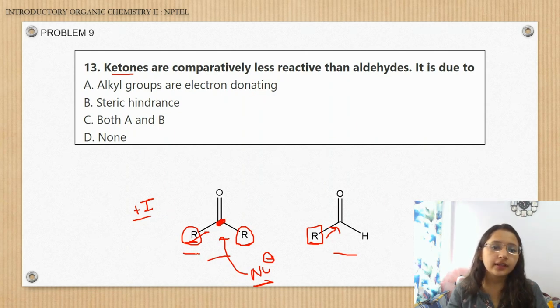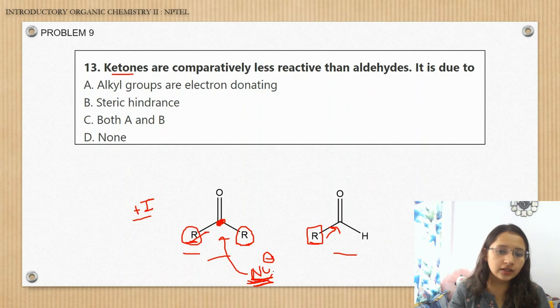See, the nucleophile also feels some steric hindrance when it comes closer. If it is CH3, CH3, these groups, then you can feel that during the attack of this nucleophile towards this carbon, a steric hindrance is also there, because the methyl group in turn is more bulky than hydrogen. So that is why A and B both are the reasons due to which the ketones are less reactive than aldehyde.